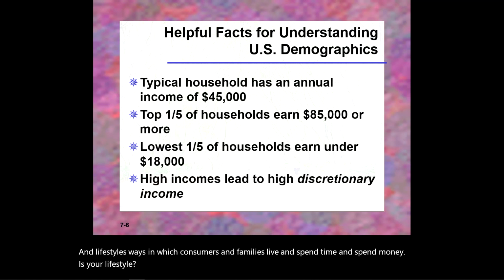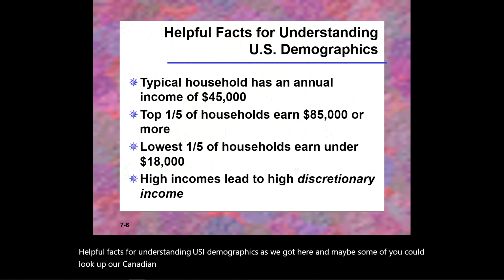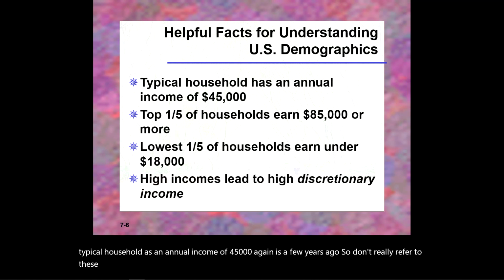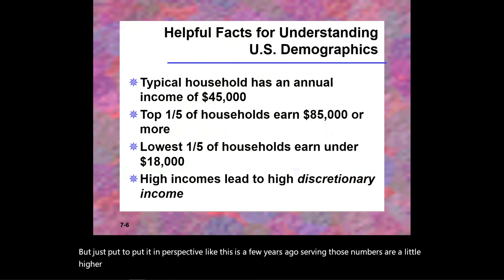Helpful facts for understanding US demographics as we got here. And maybe some of you could look up our Canadian demographics. I know I have a whole bunch, but if you can, that'd be cool. So typical household has an annual income of $45,000. Again, this is a few years ago. So don't really refer to these numbers, but just put it in perspective. Like this is a few years ago. Certainly those numbers are a little higher than what you see there.